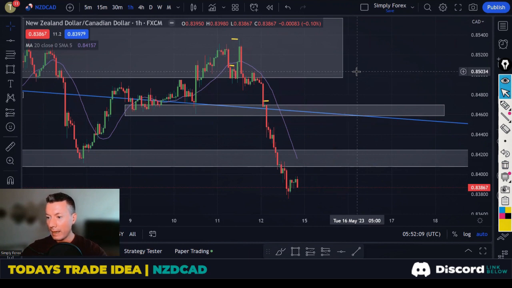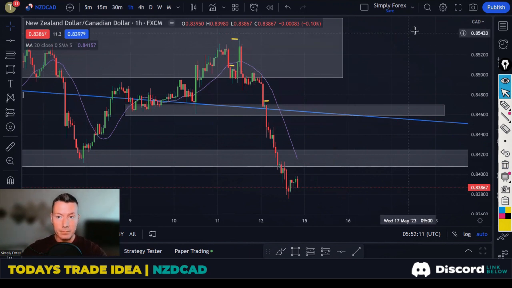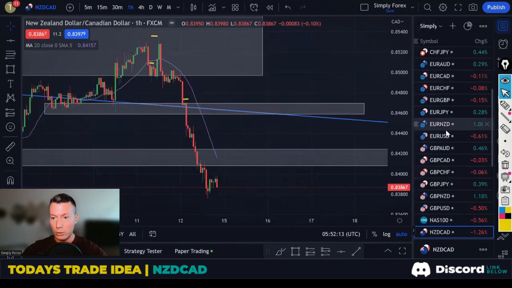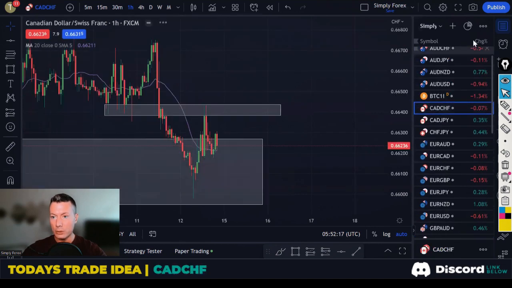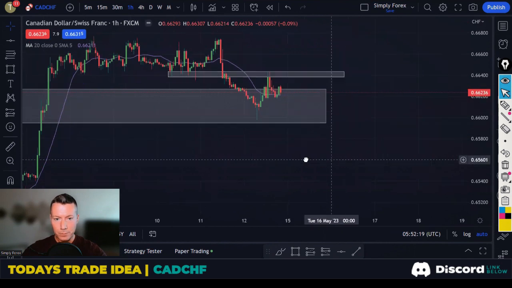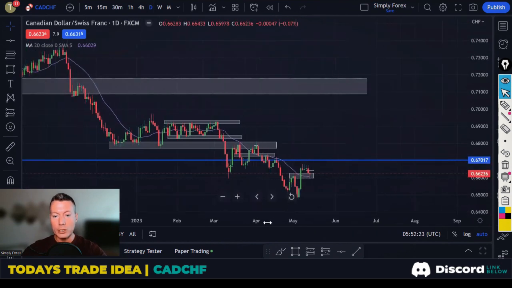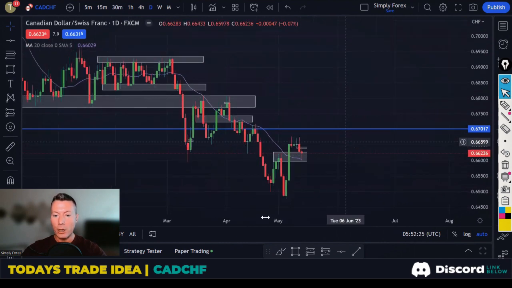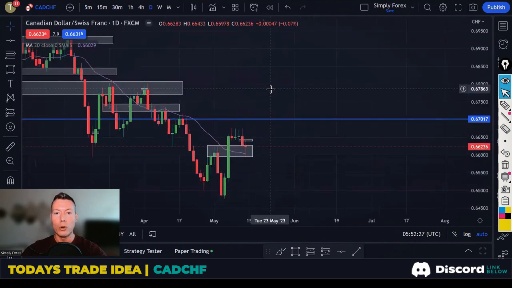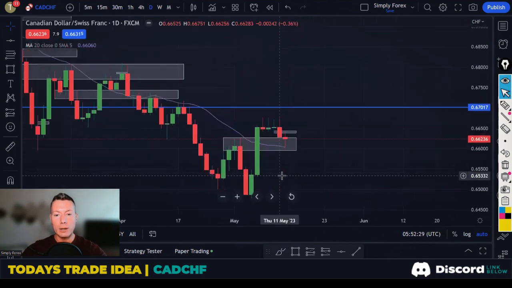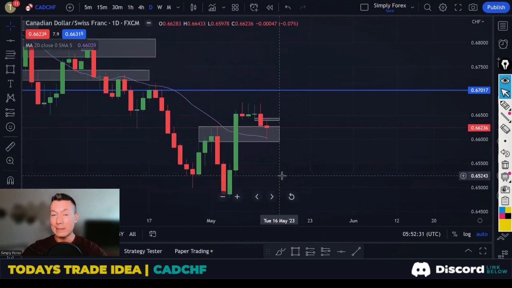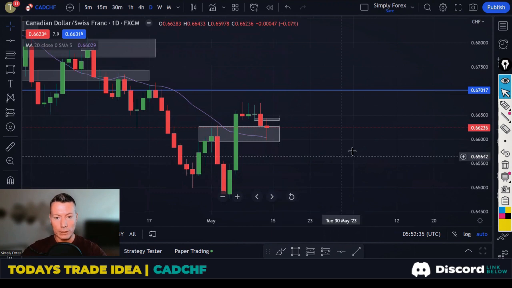What else am I looking at for today? And yeah, Swiss franc pairs. I still like these Swiss franc pairs. So first of all, Canadian dollar, Swiss franc. Day chart. Let's start with the day chart. Day chart is king for me. I look at weekly, H4, but the day chart is king and H1 is king for execution for me. Yeah, that's my strategy. So what have we seen here, guys?